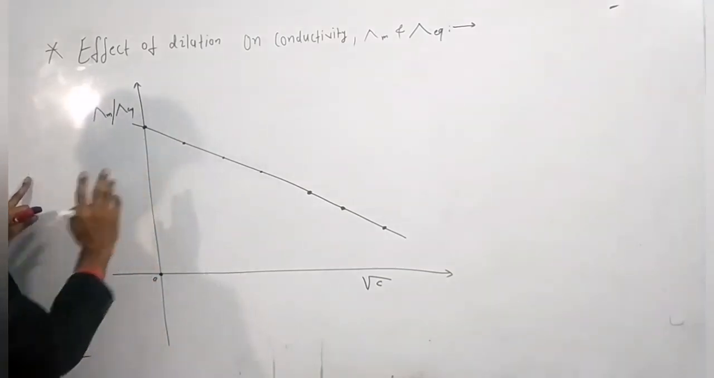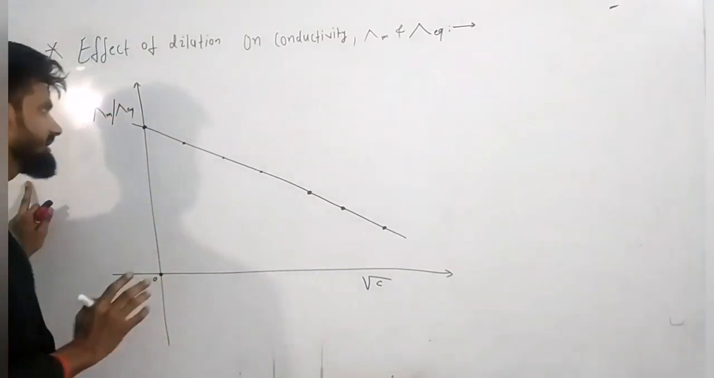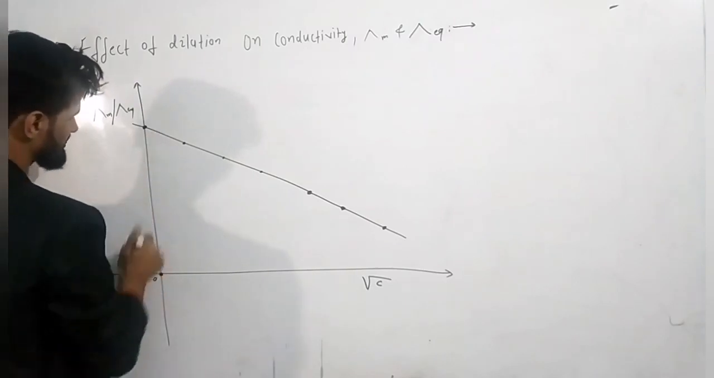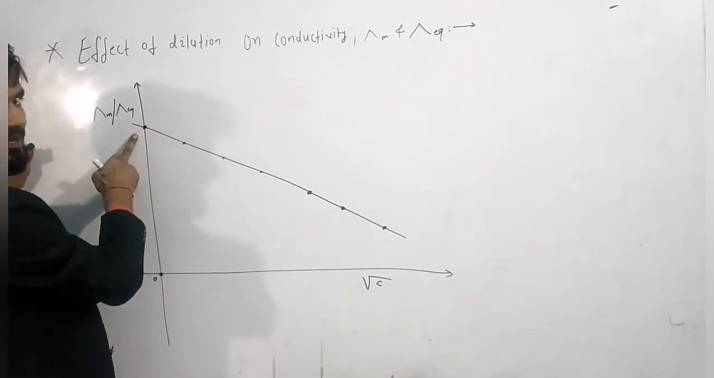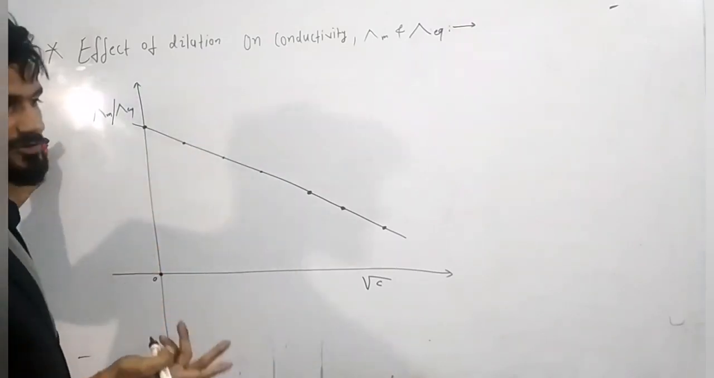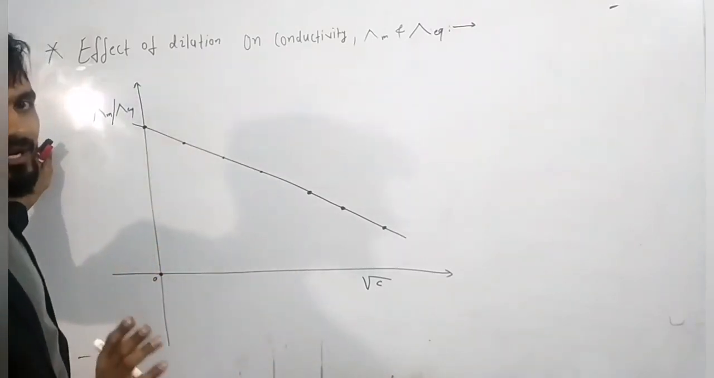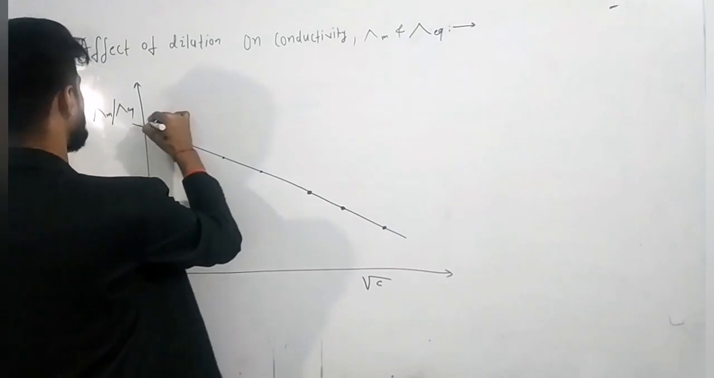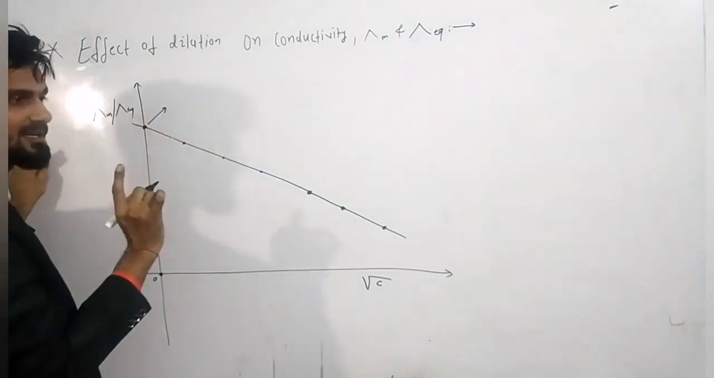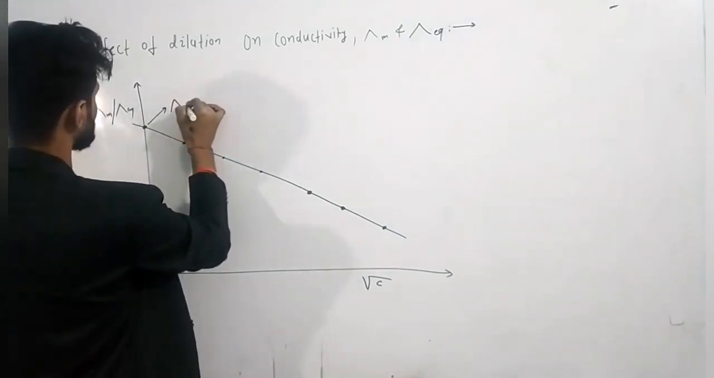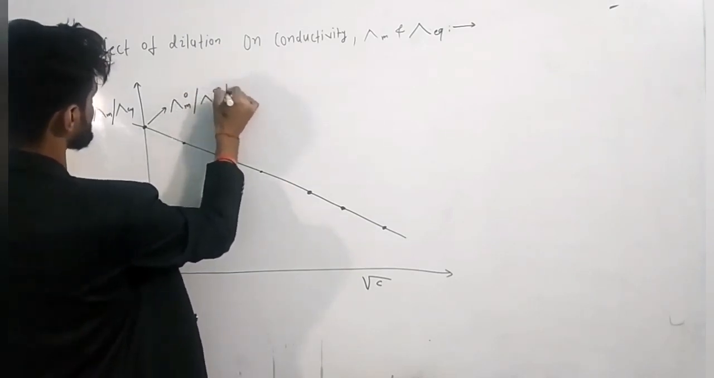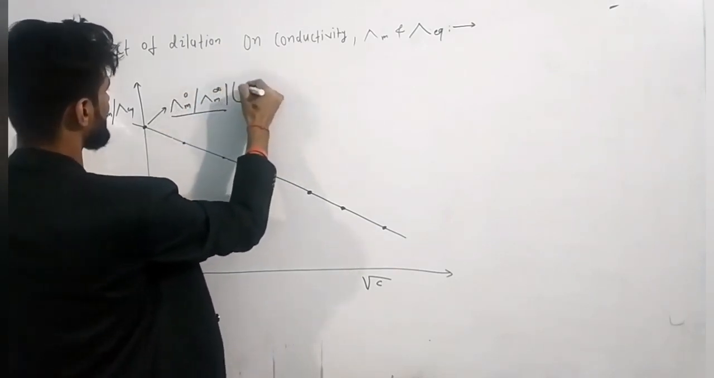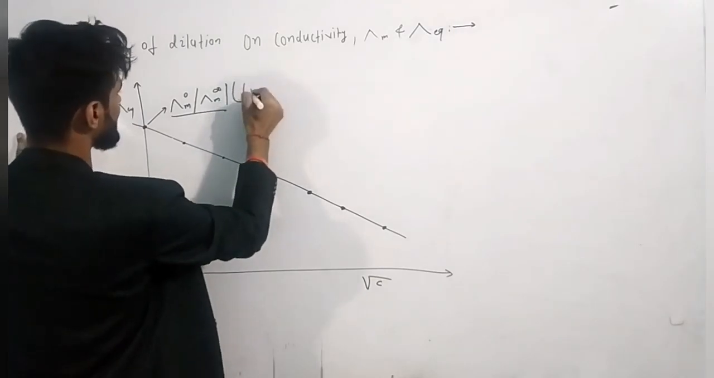If you see in this graph, it cuts the y-axis where the concentration must be 0, and if the concentration is tending to 0, then that point is called the infinite dilution point. So this value of equivalent conductance and molar conductance will be called kappa infinite or kappa molar infinite. It will be called the limiting molar conductance.